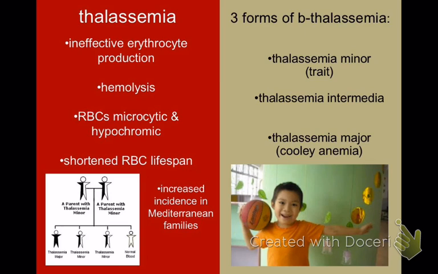All right. Thalassemia is when your erythrocytes aren't producing, there's ineffective production of your erythrocytes. And your RBCs are being hemolyzed, and the ones that are there are microcytic and hypochromic, meaning that they're small and have less hemoglobin. And this is more in Mediterranean families.